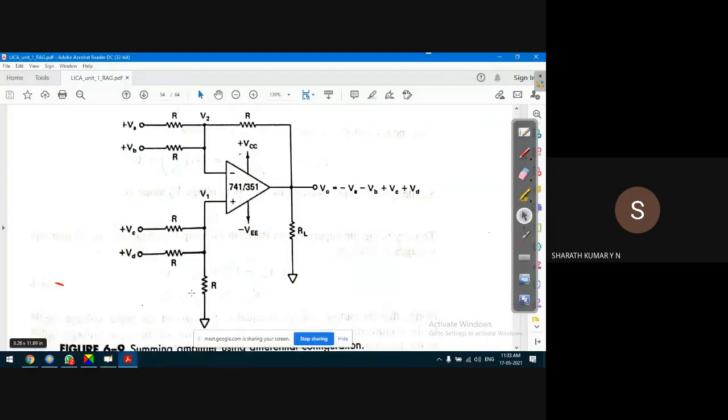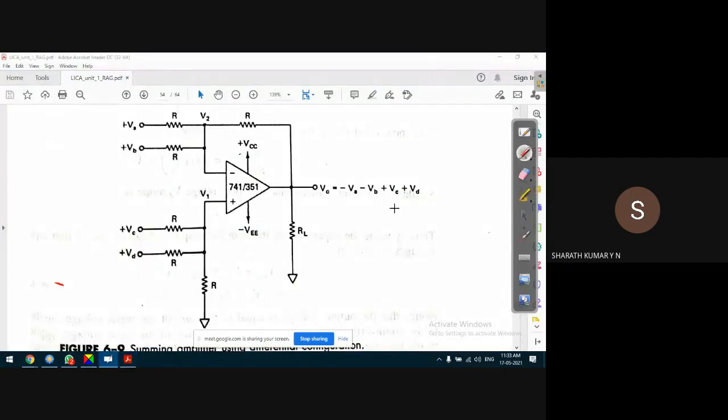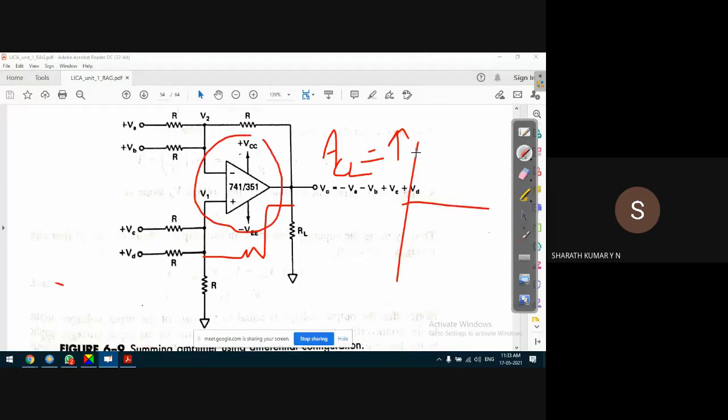Feedback given to the non-inverting input terminal is not recommended because it will increase the closed loop gain of the amplifier. If it increases the closed loop gain, we will not have any control over the operational amplifier, and the output starts oscillating. We don't want this condition. We want the operation of the op-amp to be linear, not non-linear. For linear operation, we have to go for negative feedback, that is feedback to the inverting input terminal.